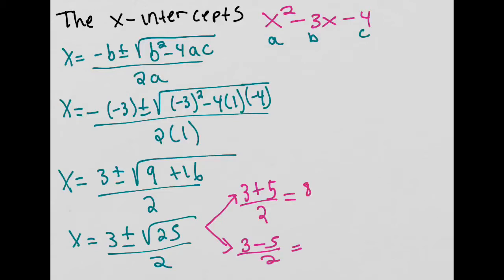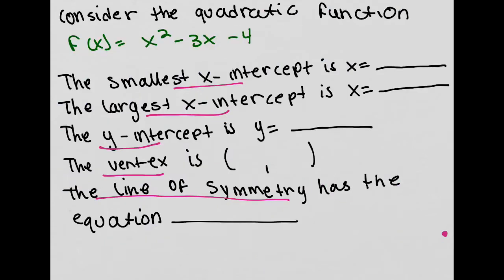This gives me 8 over 2, which is 4. This gives me negative 2 over 2, which is negative 1. So here I have my two x-intercepts. The smallest is negative 1. And we have to double check to see if they want it as a point. And the largest one is 4. And again, we have to double check. They might want it this way, or they might want it this way.